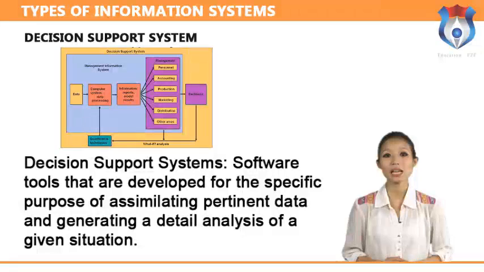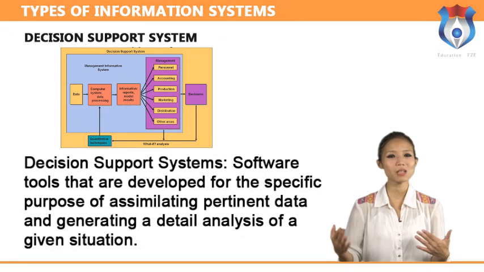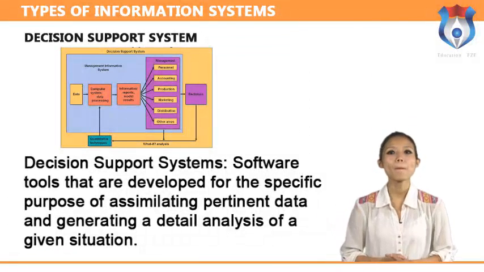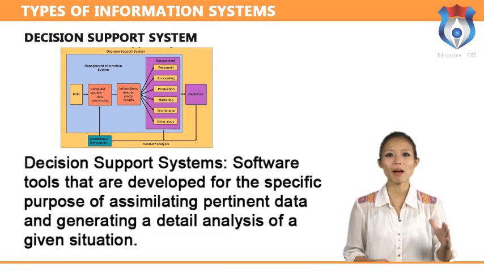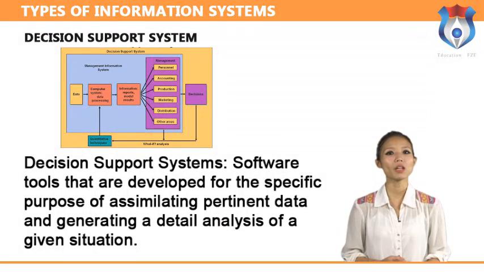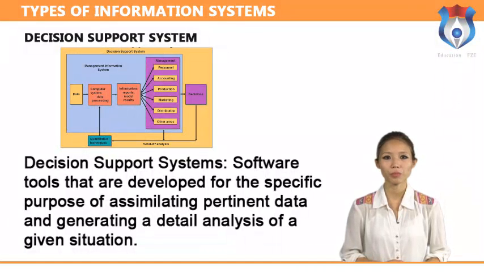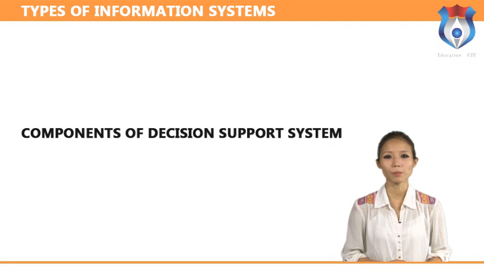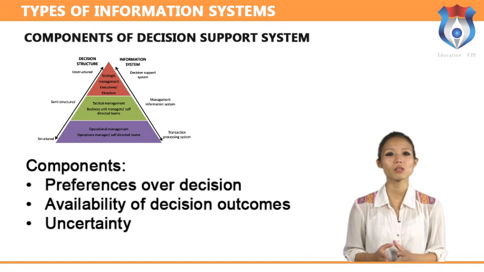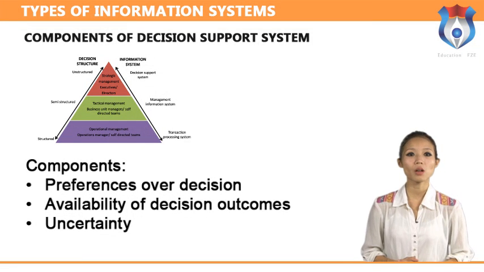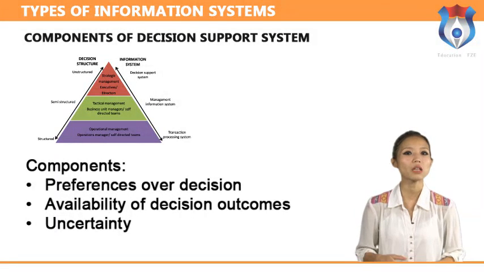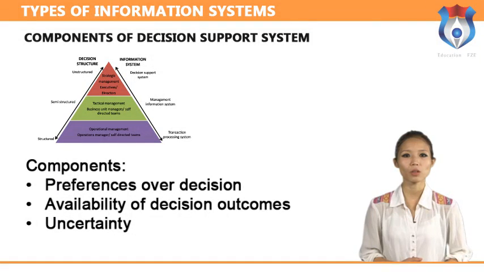Decision Support Systems, DSS, are software tools that are developed for the specific purpose of assimilating pertinent data and generating a detailed analysis of a given situation. Typical DSS are designed for easy use by end users who may or may not be comfortable with using computer technology as part of the decision-making process. Components of Decision Support System. The components of a decision support system include preferences over the decision objectives, availability of decision outcomes, and measures of uncertainty over any variables that may influence a decision.